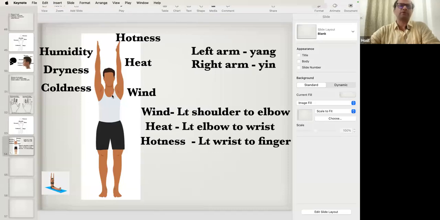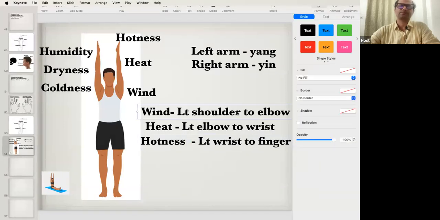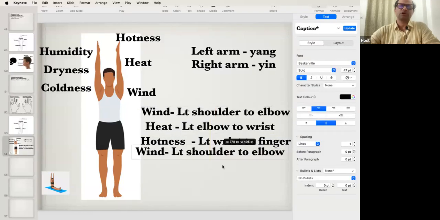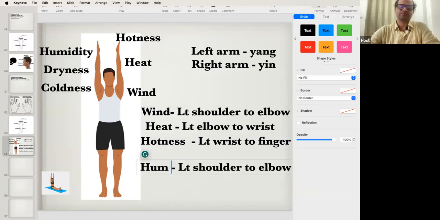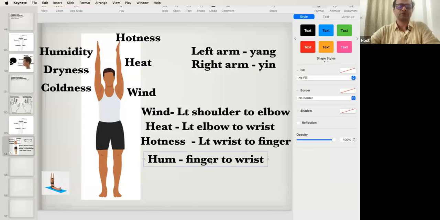And in the right side, again, we have to do the reverse. In the right side, if I'm telling again, then the humidity. What is humidity? Humidity means fingers to wrist. Right? Humidity means finger to wrist. Then dryness will be wrist to elbow.